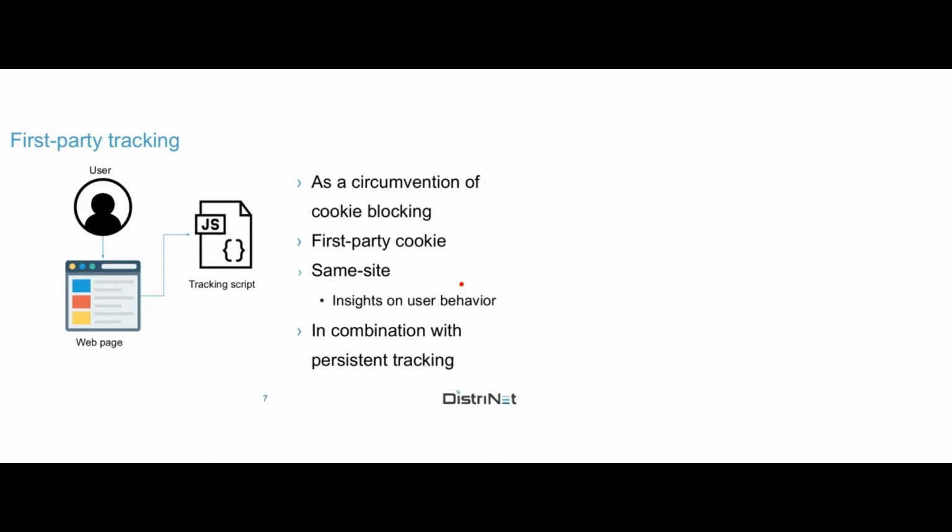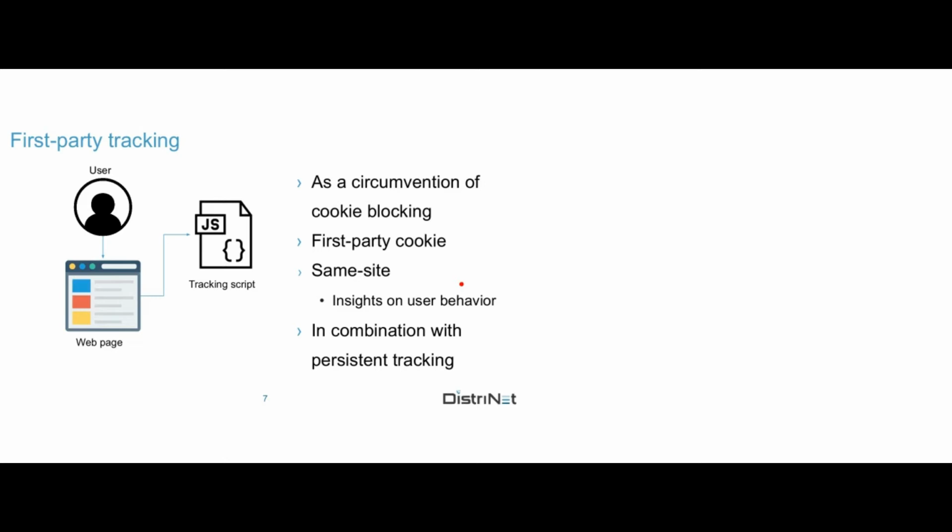So as a reaction to tracker blocking tools, trackers come up with different kinds of tracking techniques to circumvent the protections that we are using. One of these is first-party tracking. In this case, the cookie is first party, so it is set on the same website as the user is visiting, and the tracker aims to provide insight on the browsing behaviors of the user on that specific website.